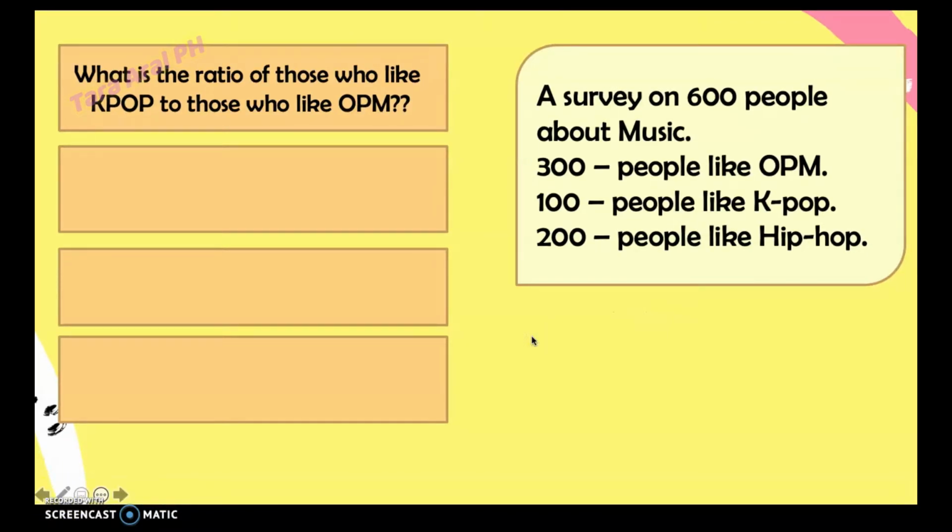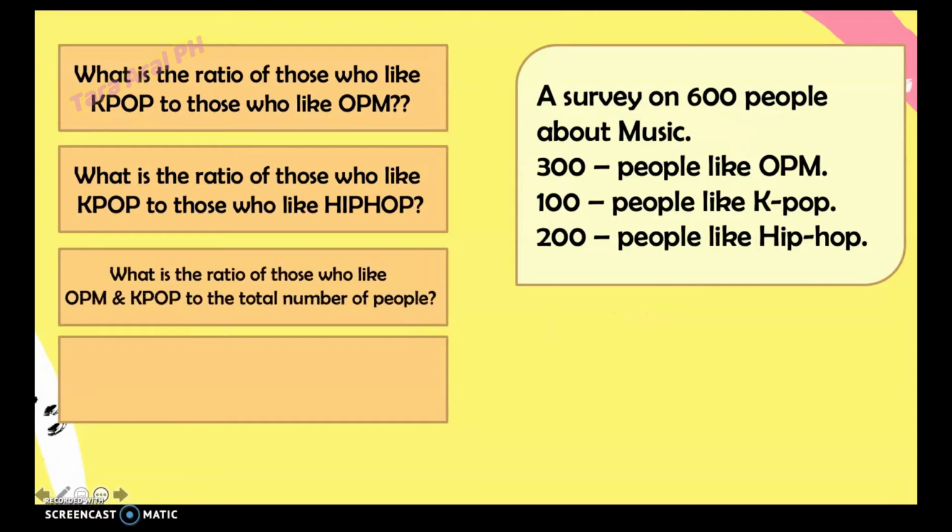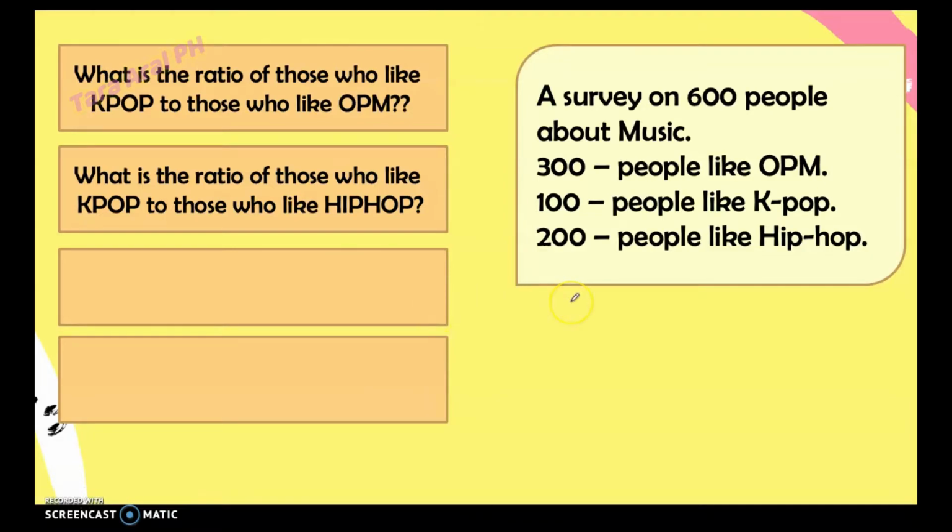Next is, what is the ratio of those who like K-pop to those who like hip-hop? So since K-pop is mentioned first, we have 100 as our first term, then those people who like hip-hop, which is 200. Then when we simplify it in simplest form, we have 1:2.